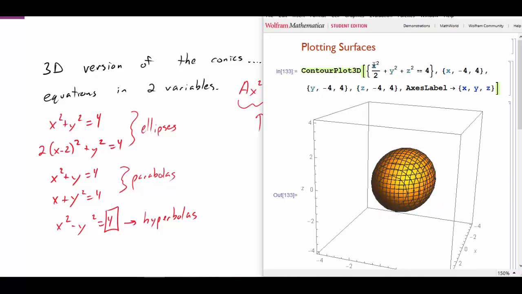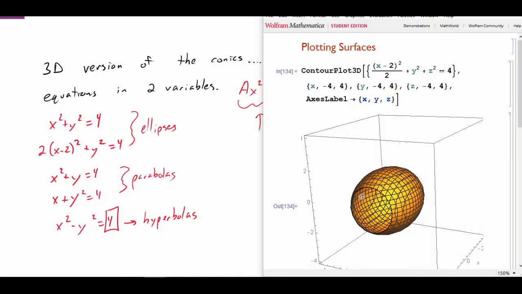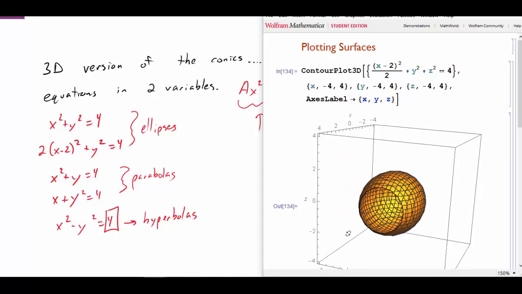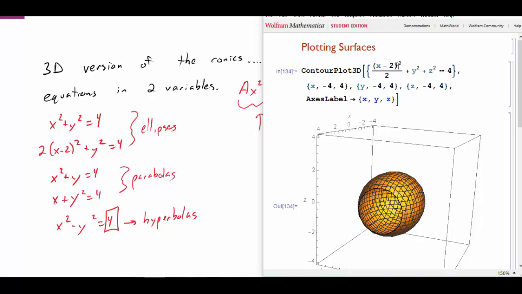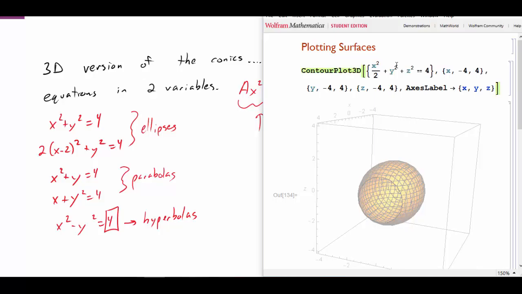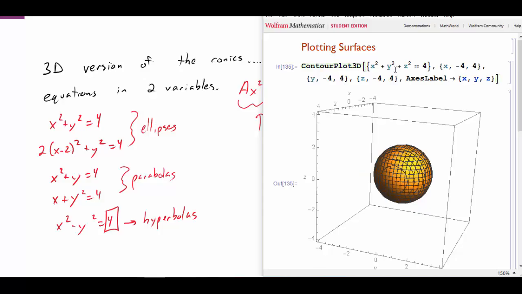Similarly, if instead of x squared I square x minus 2, all I'm really doing is moving that ellipsoid in one direction. I'm doing a little bit of translation. So in general, when I have a constant times x squared plus a constant times y squared plus a constant times z squared, and these are positive constants, I'm going to get this ellipsoid family.